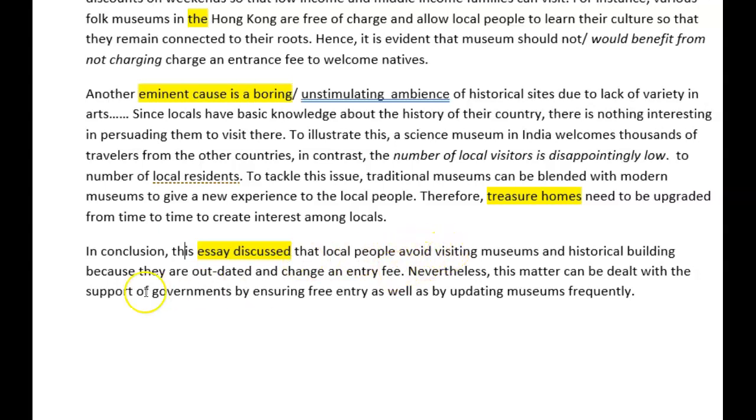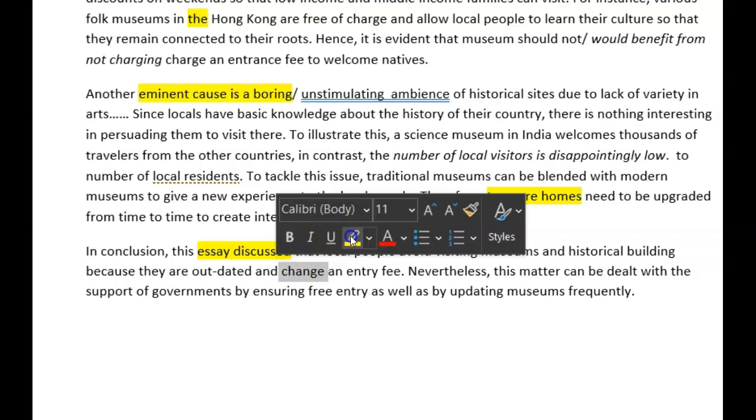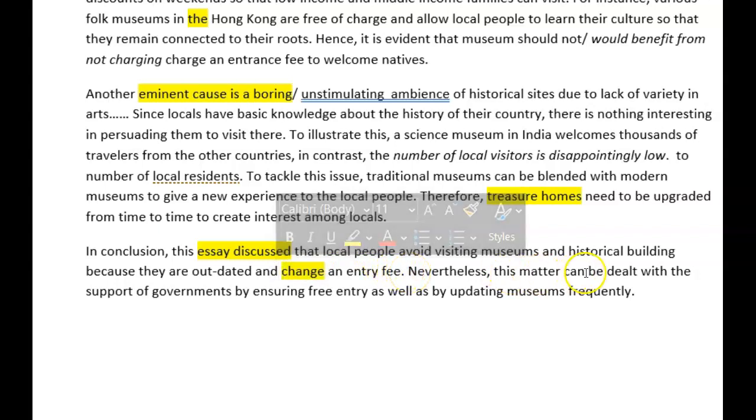local people avoid, yes, because they seem outdated, and charge an entry. Careful, charge, not change, an entry fee. Nevertheless, this matter could be dealt with. Be careful when you're making suggestions. Go for could, not can. Be dealt with successfully and quickly with the support of governments by ensuring free entry, as well as updating museums frequently.